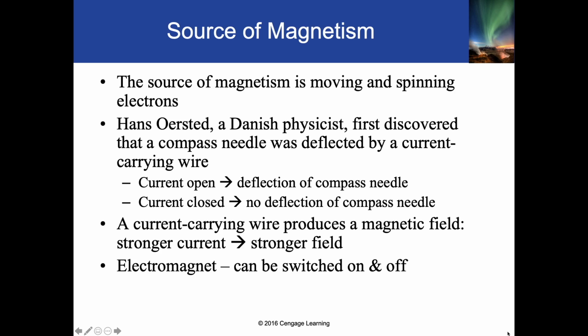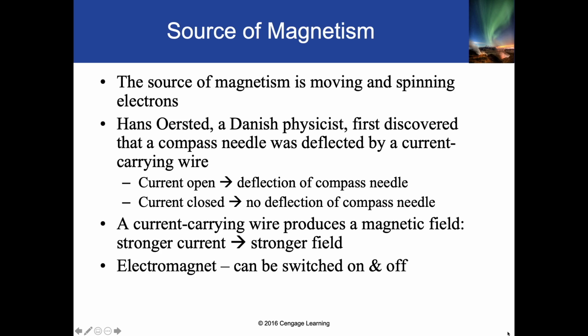So this Danish guy named Orsted first discovered that a compass needle was deflected by a current carrying wire, right? And that's what I was talking about a second ago, where I said an electric field would actually affect the compass needle as well. When you had an open current, it deflected the compass needle. When you had a closed current, no deflection of the compass needle. A current carrying wire produces a magnetic field, so the stronger the current, the stronger the field.